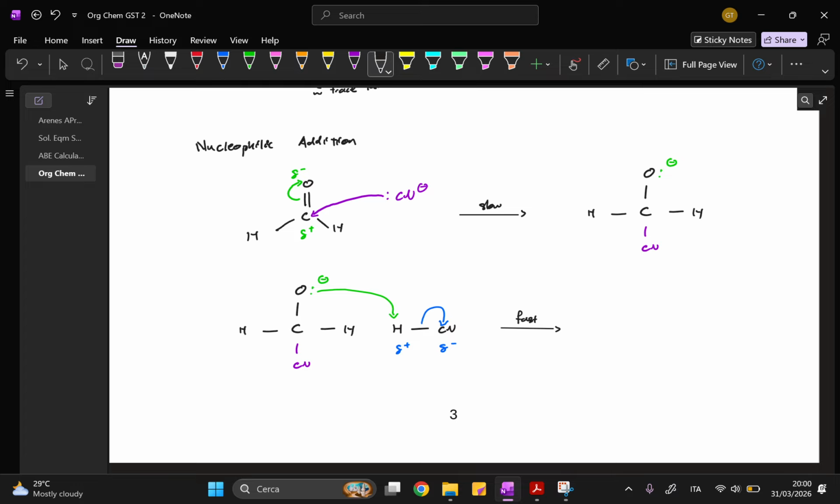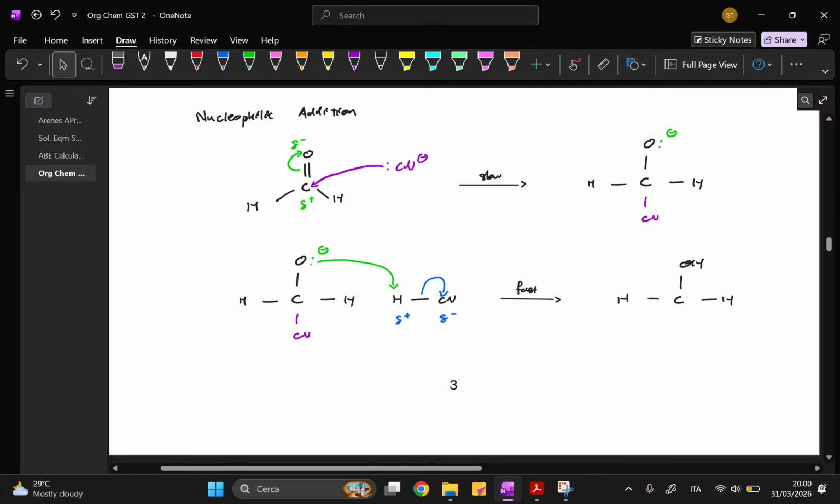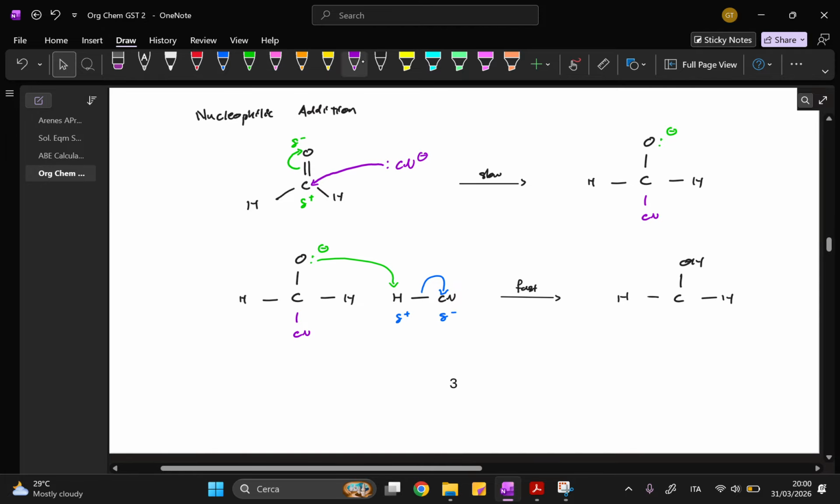So what is going to happen now is I'm going to have H bonded to the C. Now this H is now OH. Now that the O has protonated the H, these two green electrons here will form my OH bond. My CN, my purple CN, is unchanged.